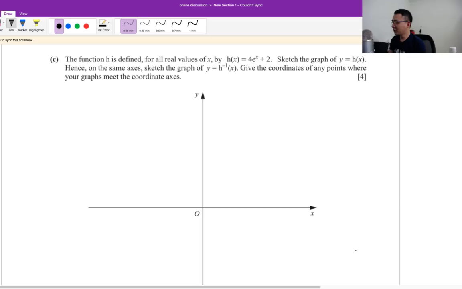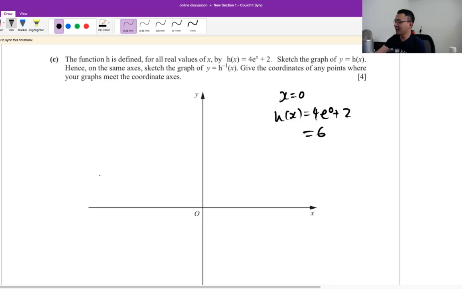Alright, so the function h is defined for all values of x by h(x) = 4e^x + 2. Sketch the graph for y = h(x). So for this one, I want to find the y-intercept. The y-intercept is a must when you sketch the graph. Y-intercept means x will equal 0, isn't it? So I will do 4e^0 + 2, and I will get 6.